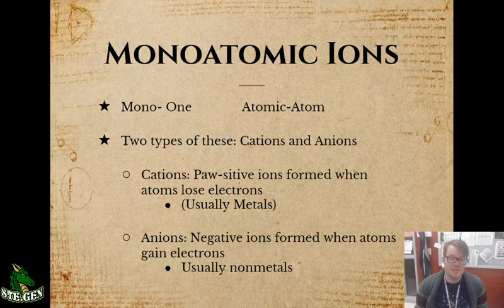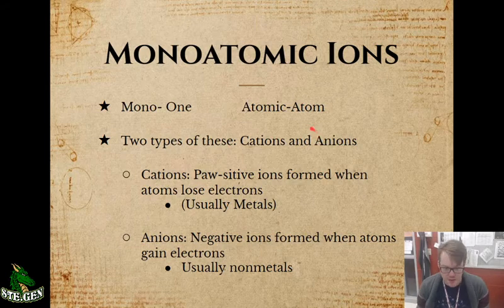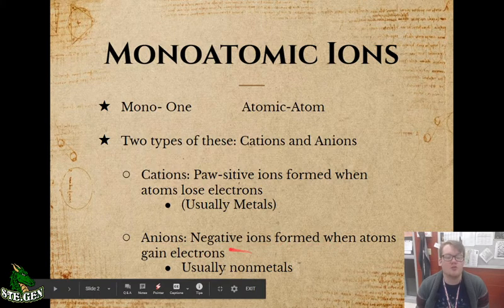We're going to start with the easiest possible ones, which are monoatomic ions. Mono meaning one, atomic meaning atom, and then ion meaning a charged particle. There are 2 types of these, cations and anions. Cations are positive, because cats have paws, and they're formed when atoms lose electrons. They are usually metals. Anions are negative ions, formed when atoms gain electrons, and they are usually nonmetals.